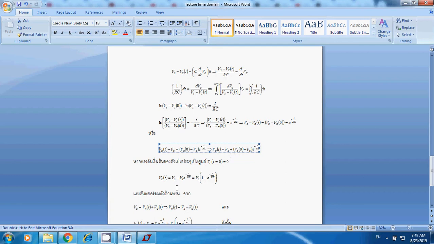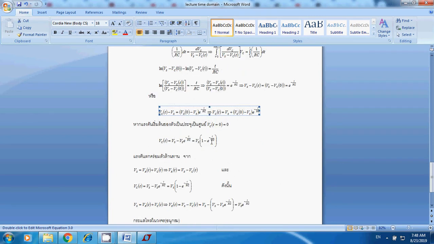And then if at the time of t0 you have no voltage across the capacitor, that means Vc at the time of t equal to 0 is going to be equal to 0. So this term Vc(0) drops out. We have Vc equal to Vs minus Vs exponential negative t over RC, and then you take the common term Vs out. So you end up with Vc(t) equal to Vs multiplied by 1 minus exponential negative t over RC.